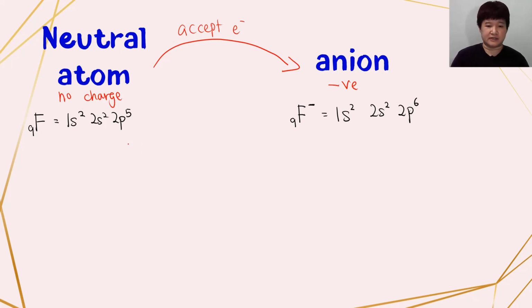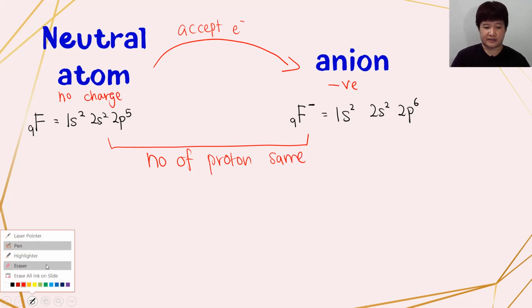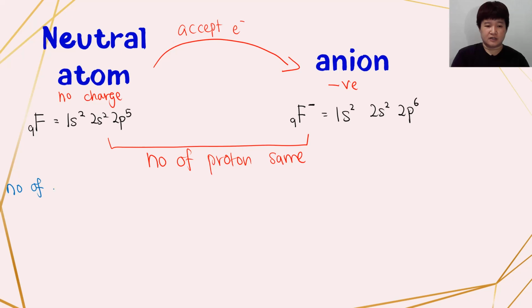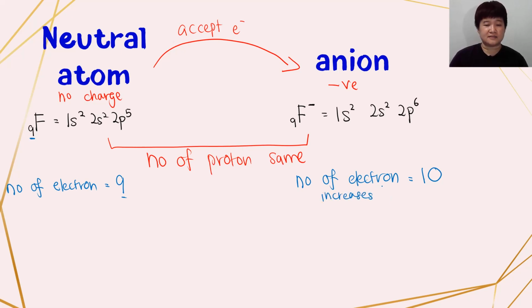And as we agreed previously, the number of protons for both of them will remain the same. The number of protons is the same right now. But what is changing? The number of electrons. The number of electrons in the neutral atom will be 9 because it's neutral, so protons equal electrons. In the anion, the number of electrons increases to 10. So the number of electrons increases in the anion, because you are accepting electrons to form a negatively charged ion.